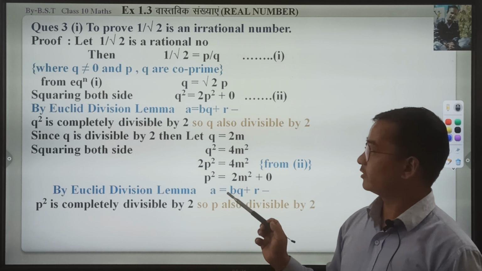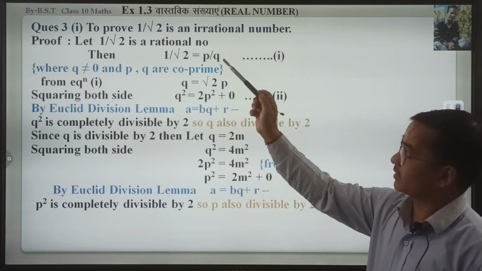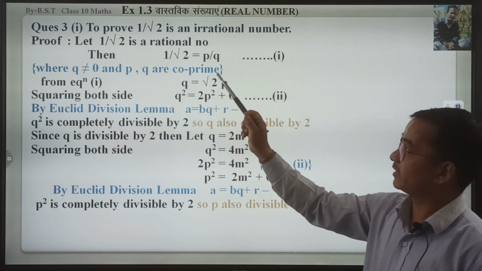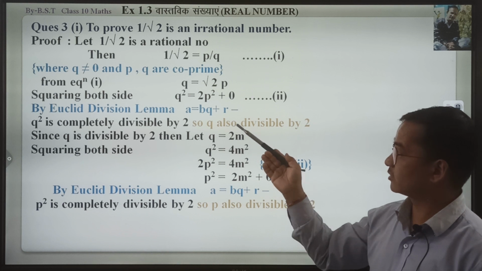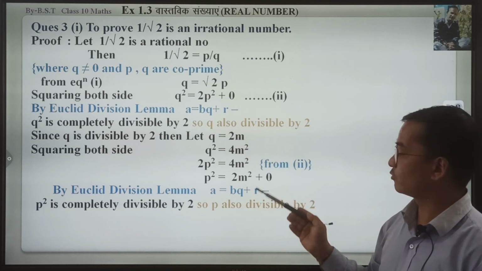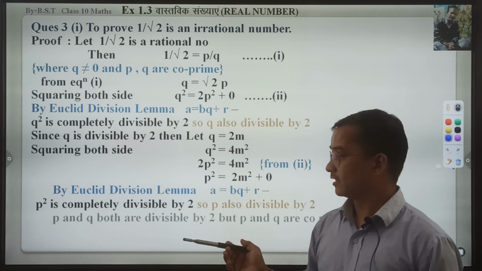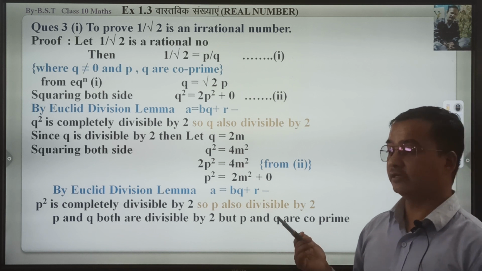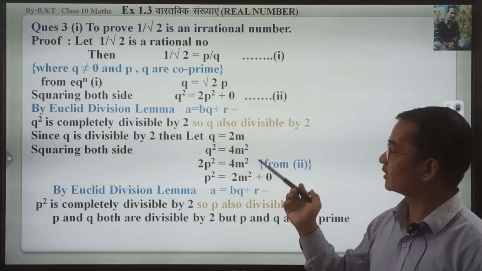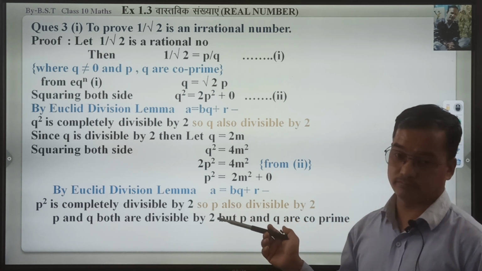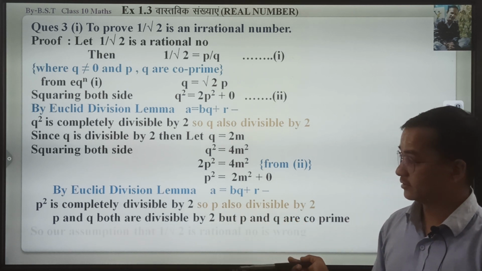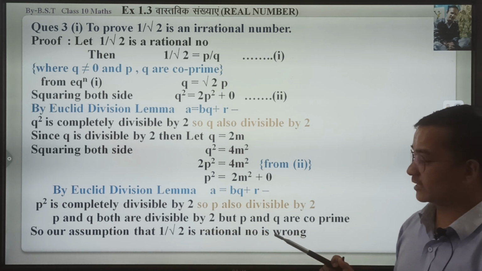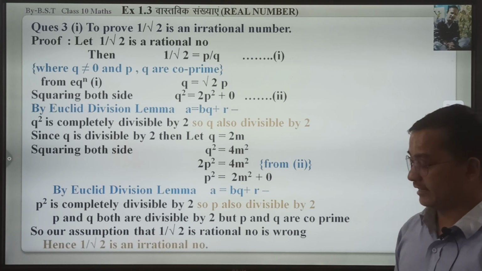Since we know that if a number is written in the form p upon q as a rational number, then p and q are co-prime. But here we see that q and p are both divisible by 2. So p and q both are divisible by 2, but p and q are co-prime, which means they have no common prime factors. Here we get the common factor 2 due to our wrong assumption that 1 upon root 2 is a rational number. So hence 1 upon root 2 is an irrational number.